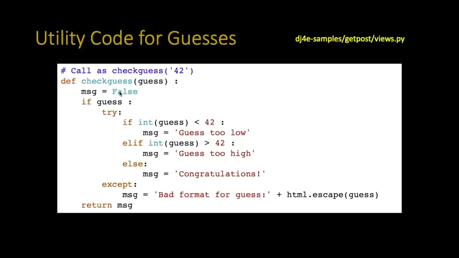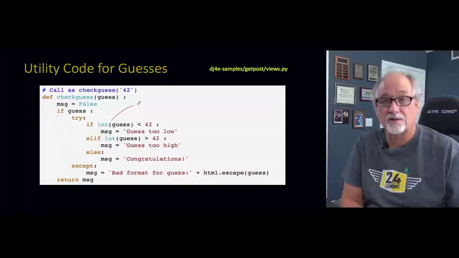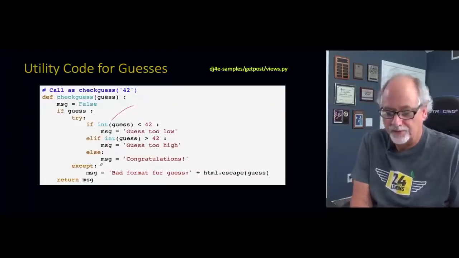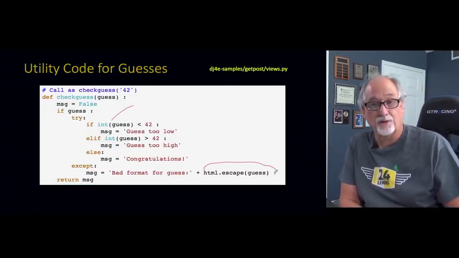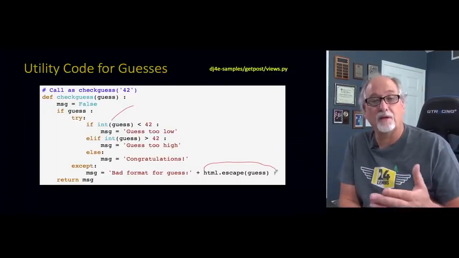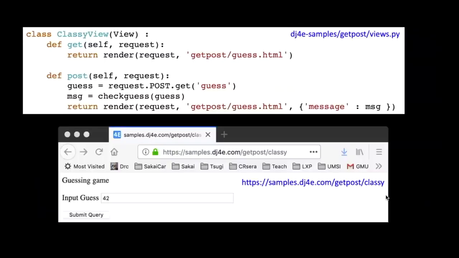It returns a string or false. If the guess is an actual non-false thing, we check to see if it's too low, too high, or right on time. Or if it doesn't convert, if this int(guess) throws a traceback, well, then we'll say bad format equals guess, and because it probably came from the user, we're going to escape it and then send that back. So whatever it does, we're going to send back a nice little message. And so here is a simple guessing game that we're going to do.